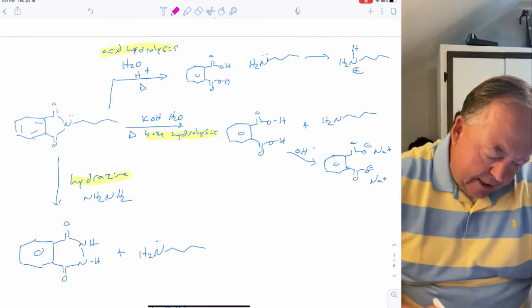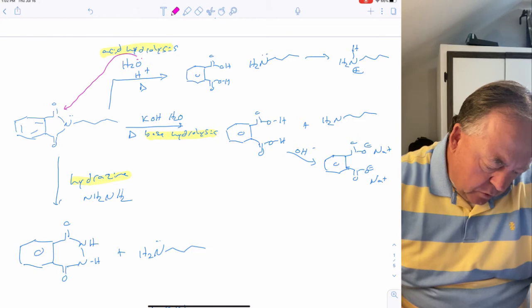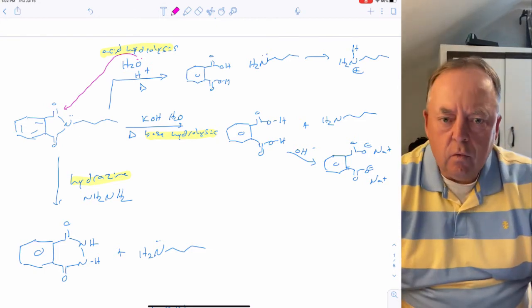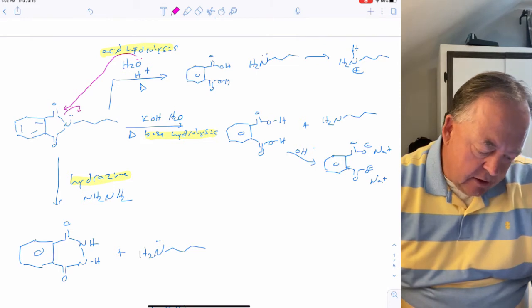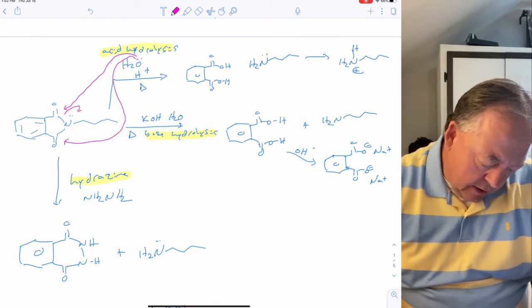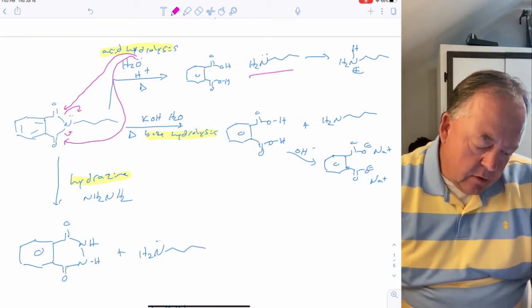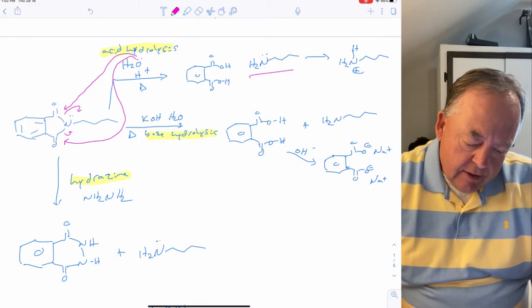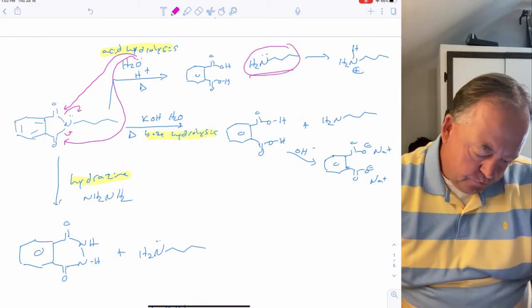So if you took this and reacted it with water, we won't go through the mechanism here. We'll cover this type of mechanism in chapter 21, I think it is. Basically, water can attack here and break that bond, or the water molecule could attack there and break that bond. The water will lose the hydrogen and the nitrogen will pick a hydrogen up, so then you would have the amine.